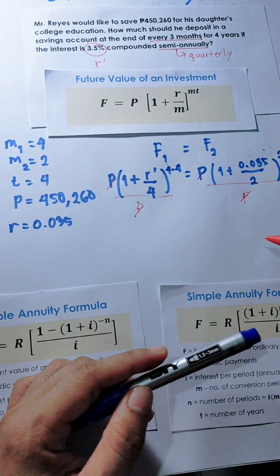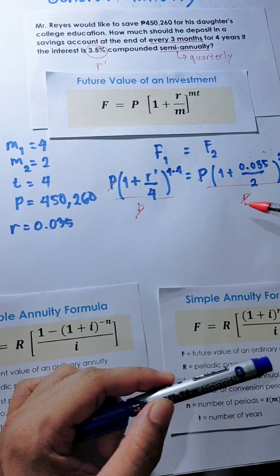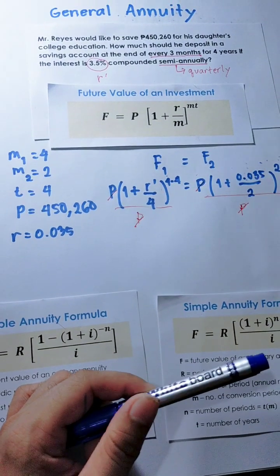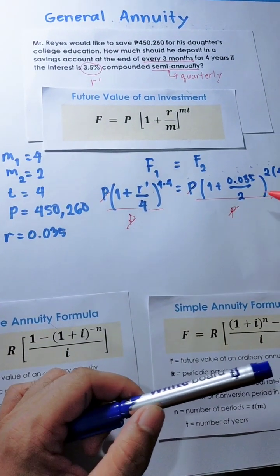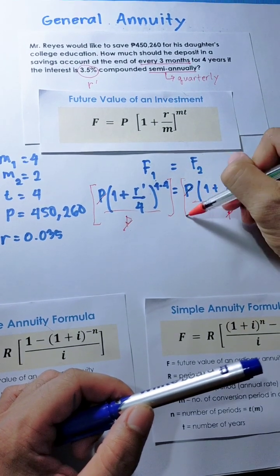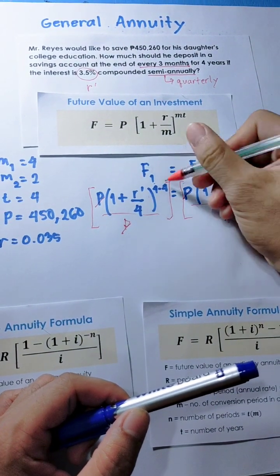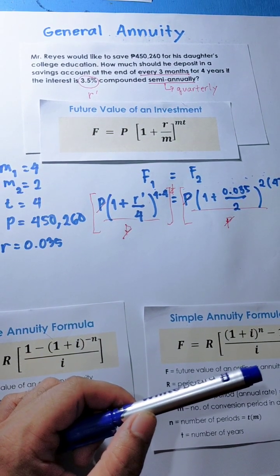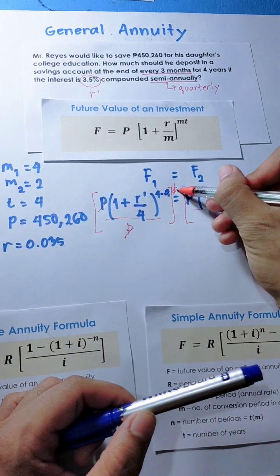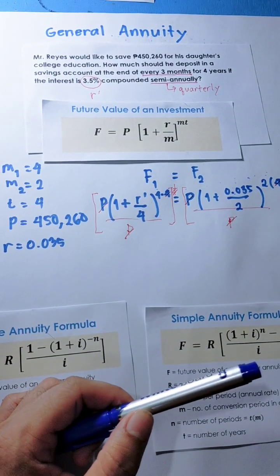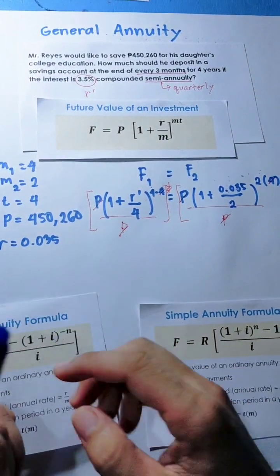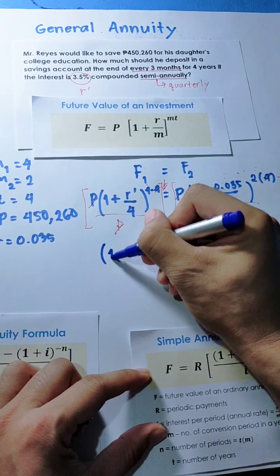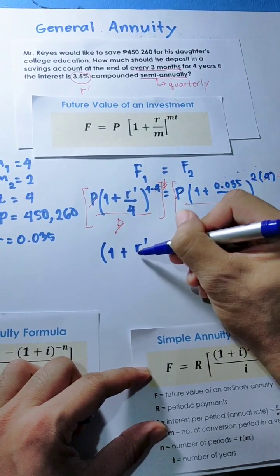Okay, we can make this simpler. What we want to get is only R prime over 4. That's what we only want to get here. If we raise both sides to the power of 1/4, here we can cancel out the 4. Okay, a lot simpler.